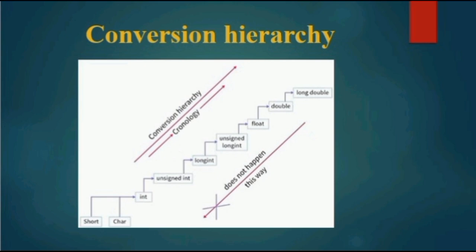So, indicating that conversions do not work in reverse. For example, a long double cannot be automatically converted into a character without losing precision or causing errors. Understanding this hierarchy helps programmers ensure that their data conversions are correct and avoid unexpected behavior in their programs.